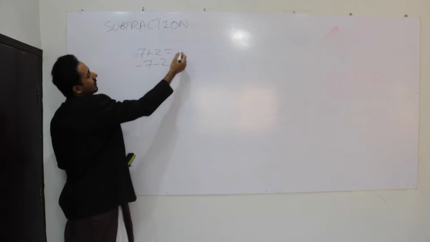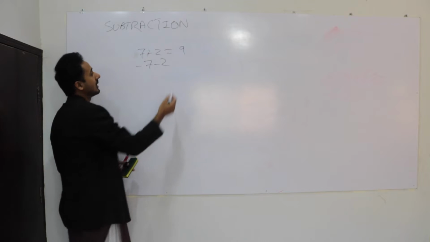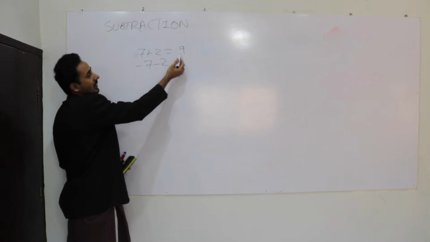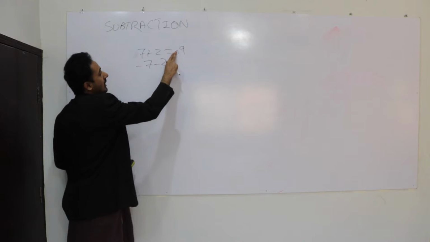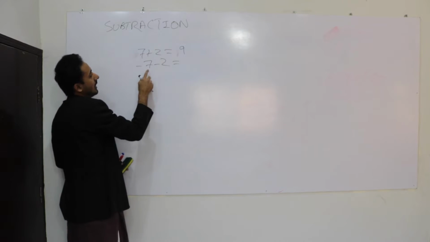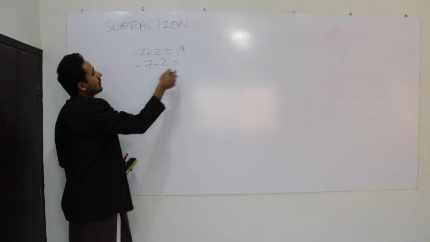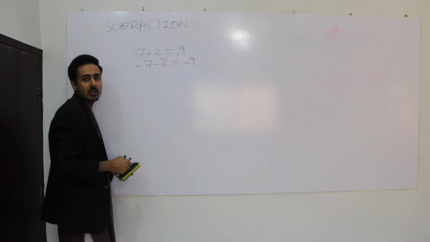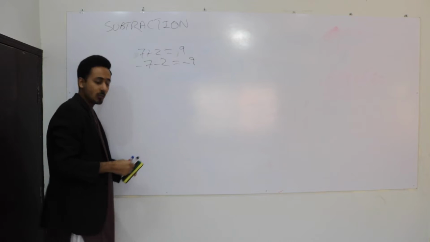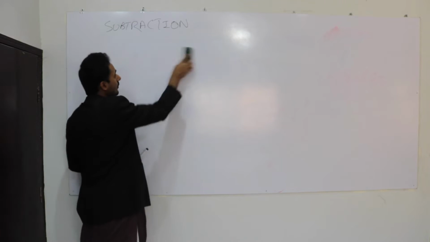Now 7 and 2, that's 9, and that is just after the equality sign, so you don't need to mention the sign here. If it is positive, it is already understood. Here you will again do addition, 7 and 2, 9, and you will mention the negative sign because both numbers contain the negative sign. Now let's move towards subtraction.